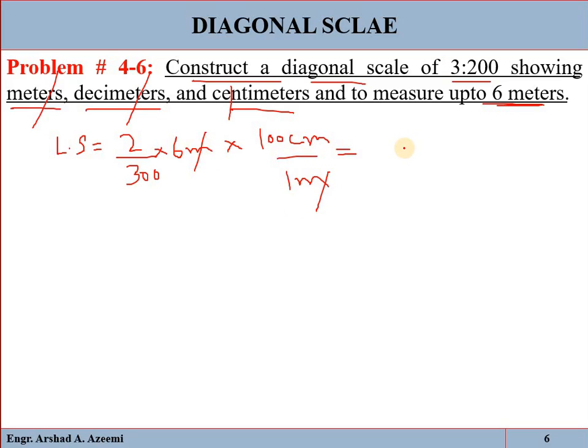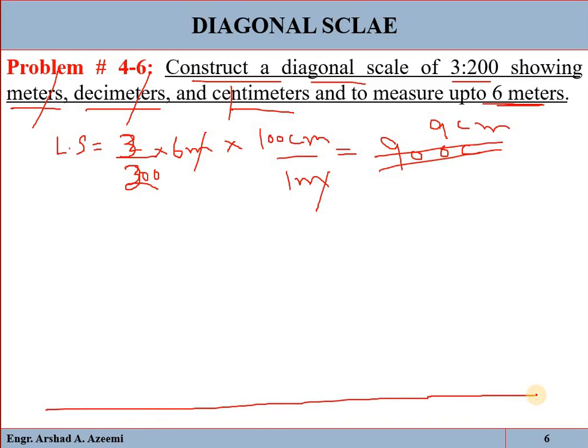Here we have 3 by 200, so you will get 9 centimeters. Now draw a line of 9 centimeters and divide this line into 6 equal parts.